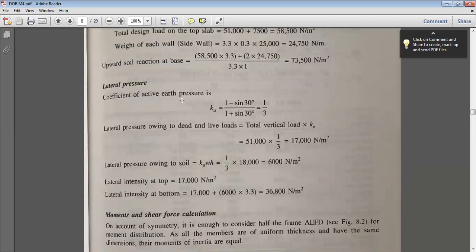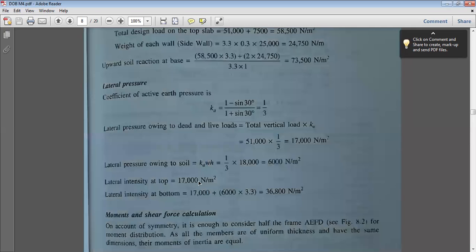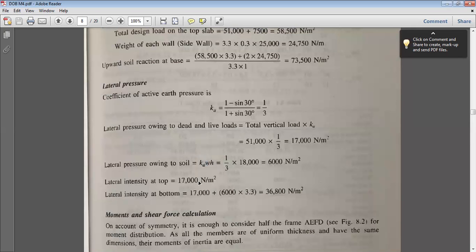So here, the coefficient of active earth pressure now. We have seen the linearly varying load due to soil on the side wall is w into H multiplied by the coefficient of soil pressure. That may be active or that may be passive. Now it is acting from outside, so it is active earth pressure. That is 1 minus sine of the angle of repose divided by 1 plus sine of the angle of repose.